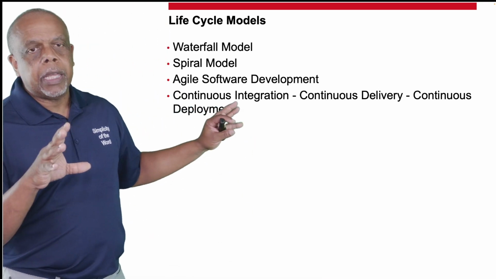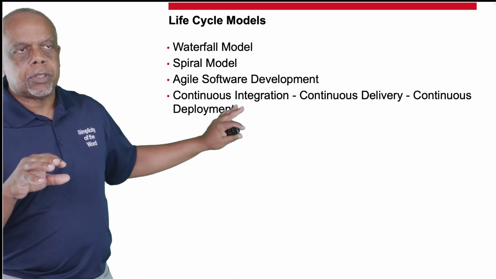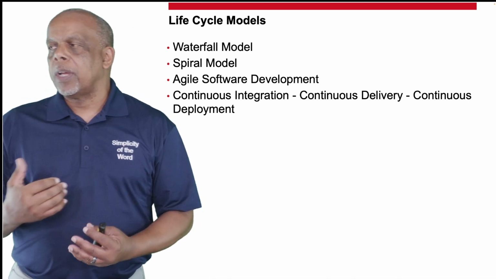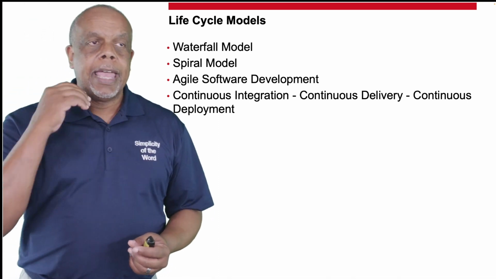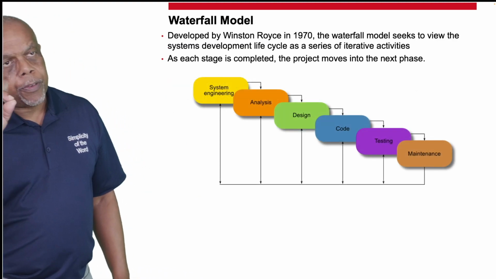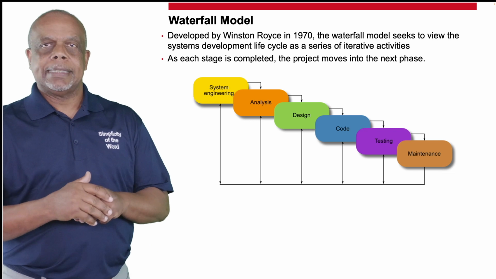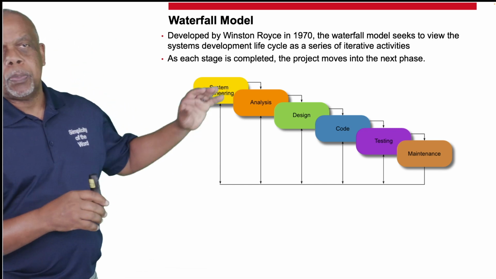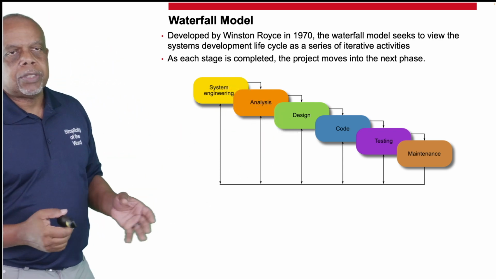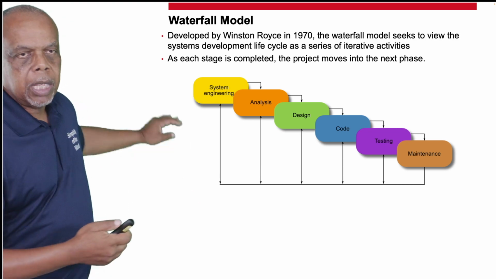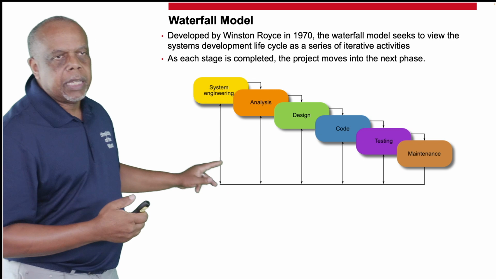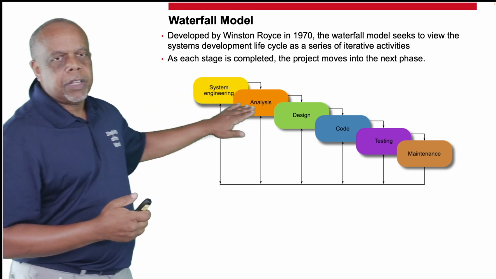I'm just going to touch on it briefly, a few of these models: Waterfall Model, the Spiral, Agile Software Development, and what we call CI/CD, which is continuous integration, continuous development, delivery, and continuous deployment. So the Waterfall Model was developed by Winston Royce in 1970. What this model seeks to show you is how to look at it as a series of iterative activities. And you see, this is almost a serial process where, like a waterfall, each one feeds into the other, and there is somewhat of a feedback loop, but really it is a very serial process.